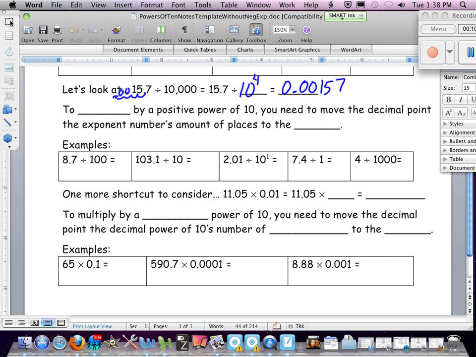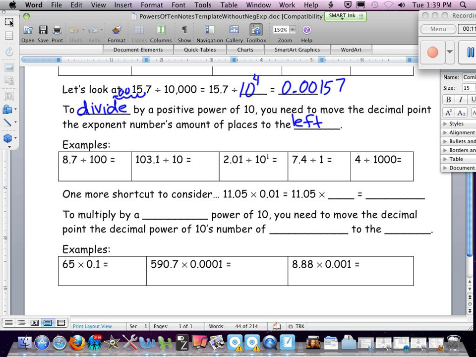So the shortcut trick here. To divide by a power of 10, you need to move the decimal point, the exponent number's amount of places, or the number of zeros amount of places, to the left. Again, if I go the wrong way, I go wait. It's supposed to become a smaller number. 1,000th of the size, or a 10th of the size. So if I accidentally move it the wrong direction, I go, nope, it's supposed to be smaller from dividing by a power of 10.